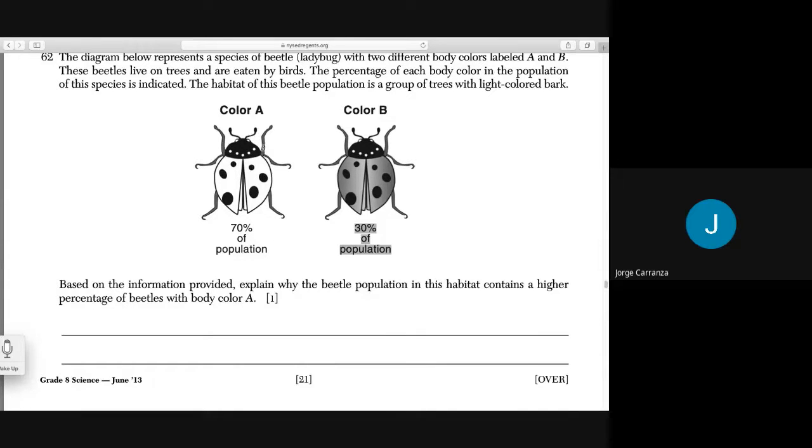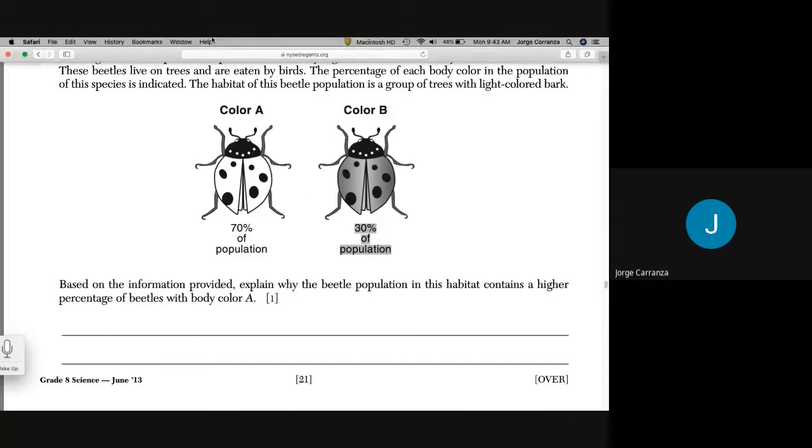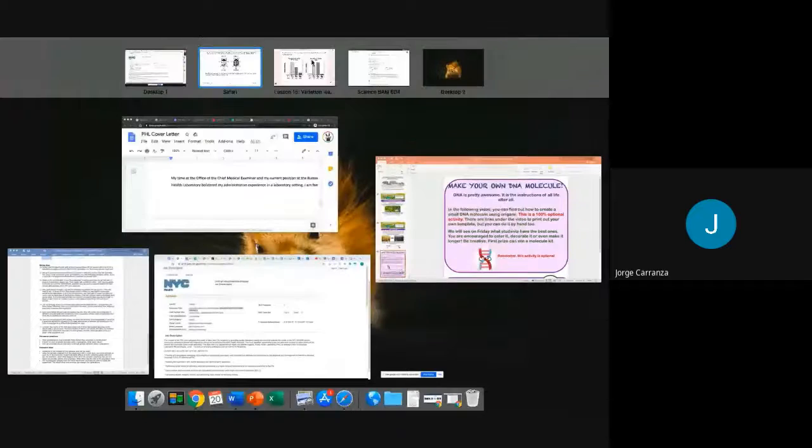So the question is, and I'm going to ask one of you, why are most of them white instead of a little dark? Why are most of them light instead of dark? Based on what you know of variation, why are most of them white?